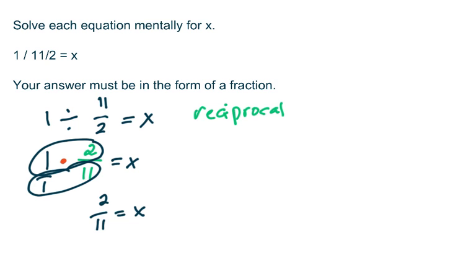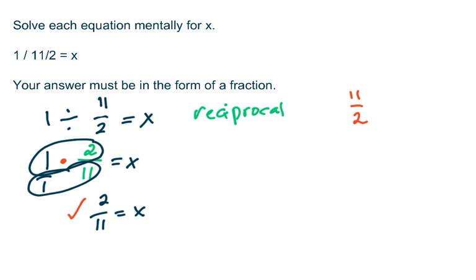If you chose the wrong answer of 11 halves, then I think that you forgot some of the ways that we divide fractions. So when we have that whole number divided by a fraction, we do need to rewrite the division as multiplication and multiply by the reciprocal. And when we do that, there really is no alternative way to come up with an answer other than 2 over 11.